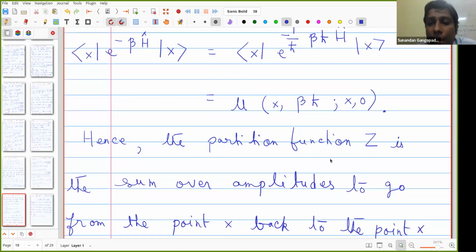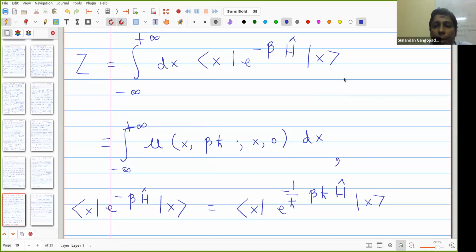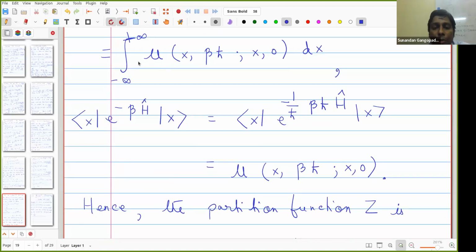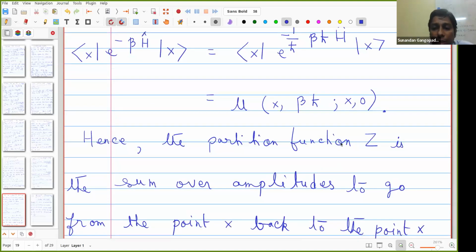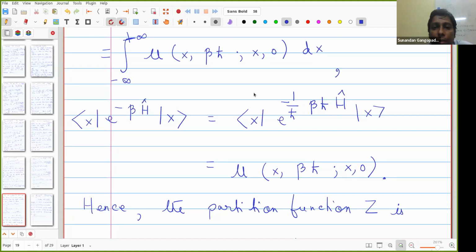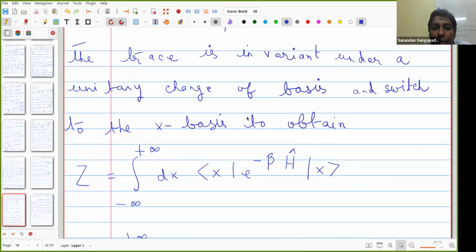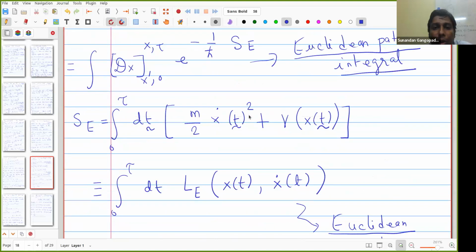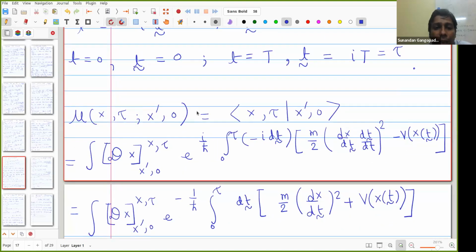Hence, the partition function Z that we have here, if you look at this expression carefully, you will see that the partition function is the sum over amplitudes, because this particular thing can be expressed in the path integral representation that we have already done. We have already expressed this kind of quantity in a path integral representation. So now what happens in the U function appearing in the expression of the partition function is that instead of x prime, you have an x sitting here, and this tau is basically beta h bar.